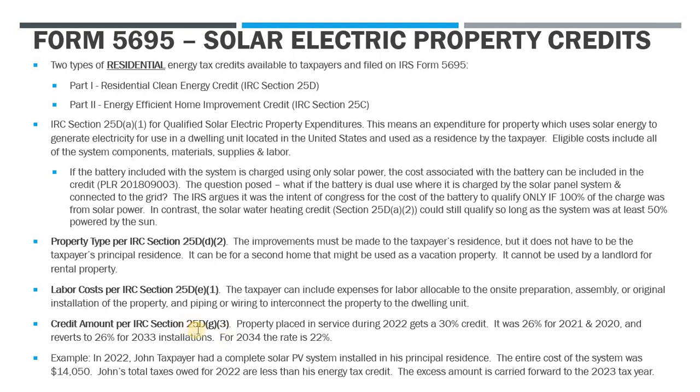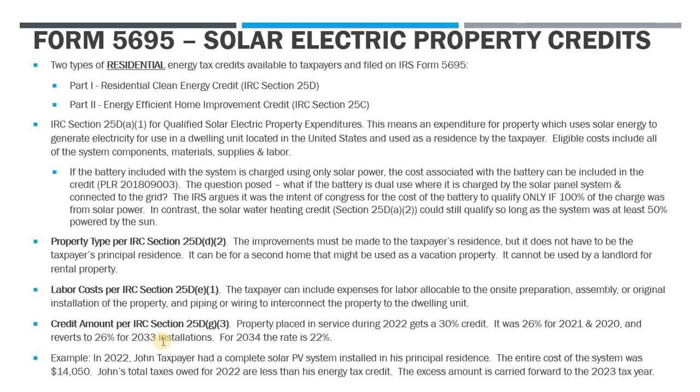So Section 25D(g), that paragraph covers all the applicable percentages, and it breaks them out by year. So for 2022, you get a 30% credit on the total cost. Now, 30% comes up from the prior years, right? It was 26% for 2021 and 2020. So now it's 30%, and it's going to be 30% for the next decade or so, and then it goes back to 26% for 2033, right?